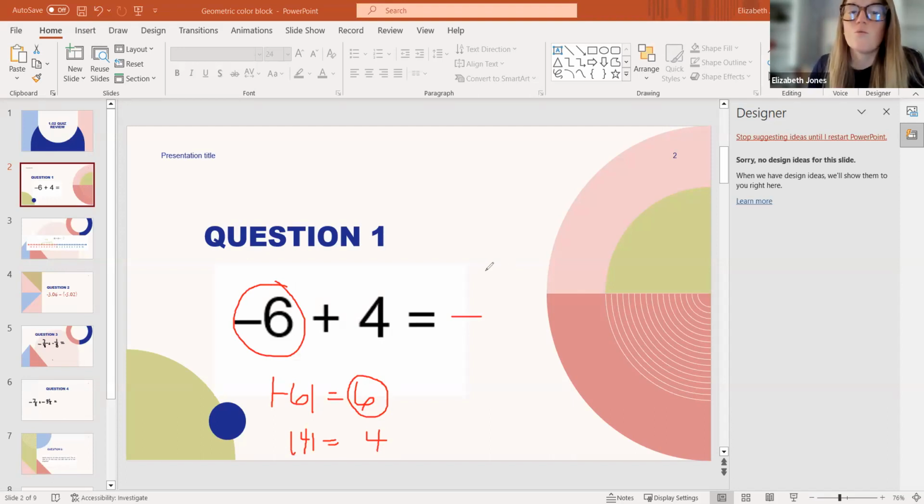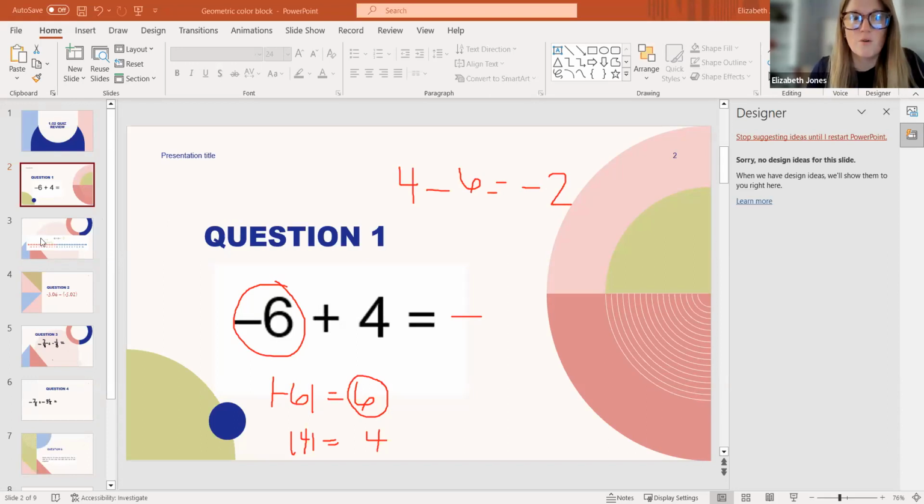We can also rewrite this to say 4 minus 6, and don't forget, you can use your calculator. So if you put in 4 minus 6 in your calculator, you're going to get negative 2. Now, I love this next slide because I'm going to go ahead and clear all of these drawings.